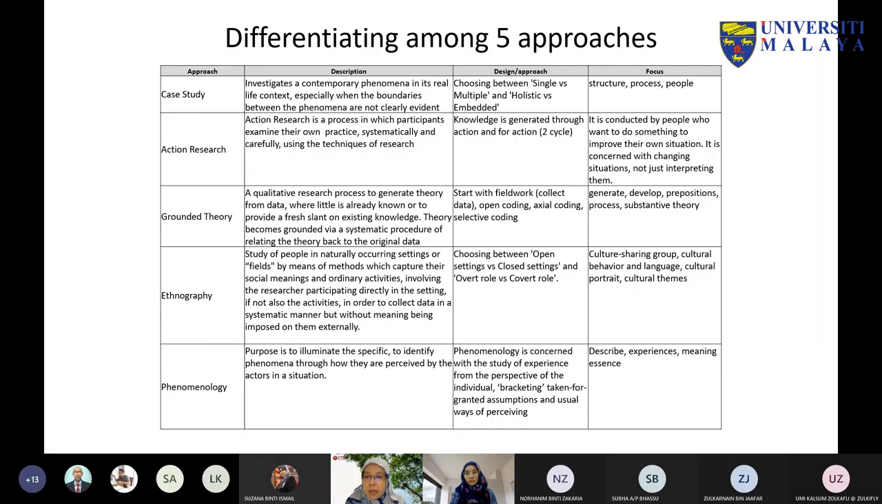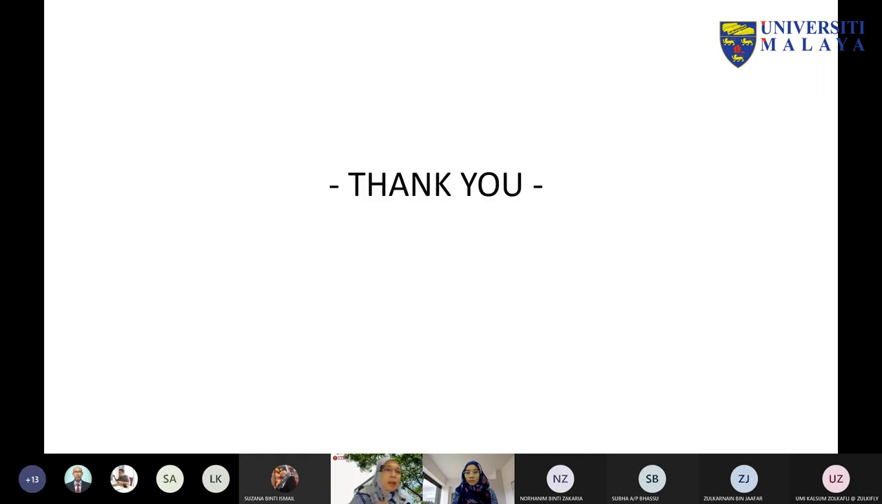So to recap, differentiate among these 5 approaches. Case study is investigating a contemporary phenomenon in its real life context. Action research is about daily life activities and learning through action. Grounded theory generates theory from data via systematic procedures. Ethnography studies people in their daily life setting. Phenomenology is how the phenomena are perceived by the actors. So the design is different and the focus is also different. As long as you understand the differences between these 5, you should be okay to adopt. If you want to adopt any one of them, you need to learn more.